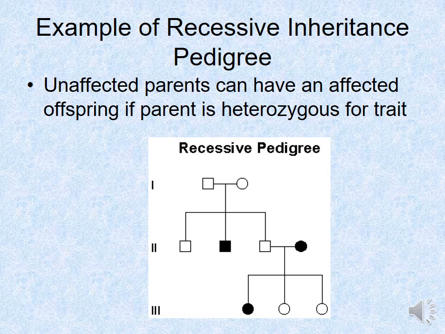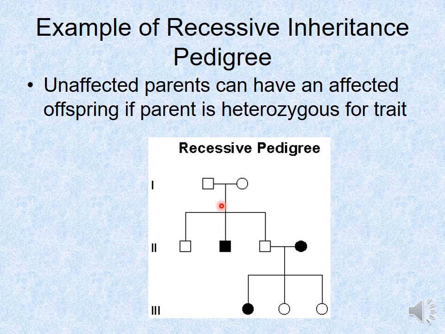In a recessive inheritance pedigree, unaffected parents can have an affected offspring if the parents are heterozygous for that trait. And so what that's saying is these 2 parents are not showing the affected trait. This particular trait we know is recessive, but if we didn't, we can easily learn that because these 2 are not affected by whatever trait we're looking at. They have children where one of them is affected.